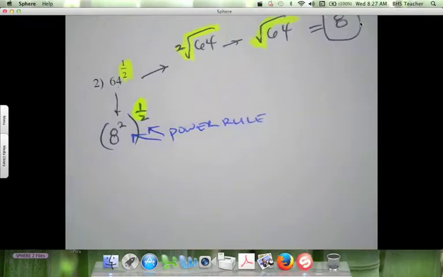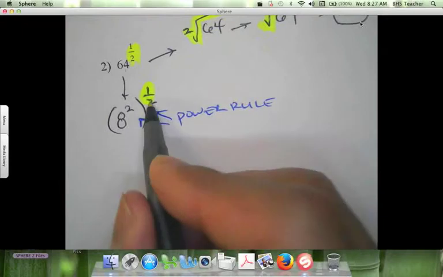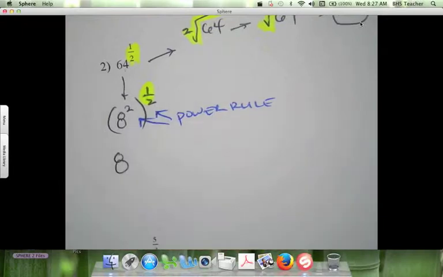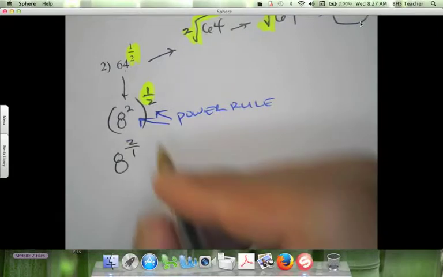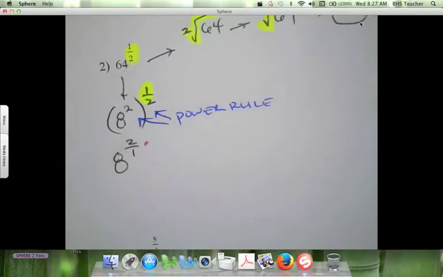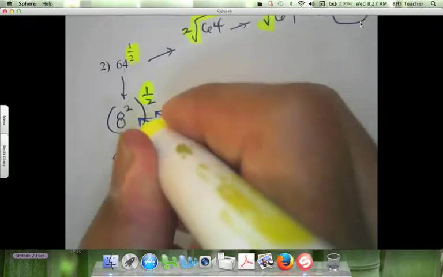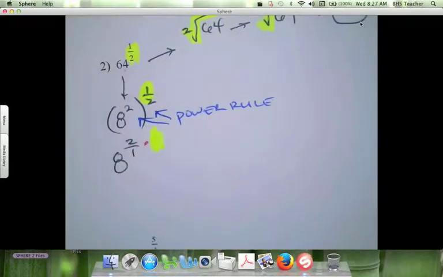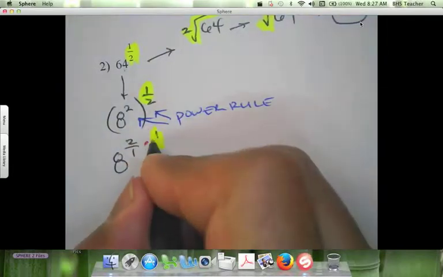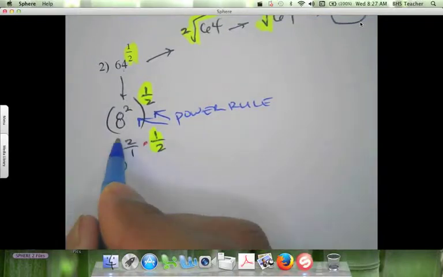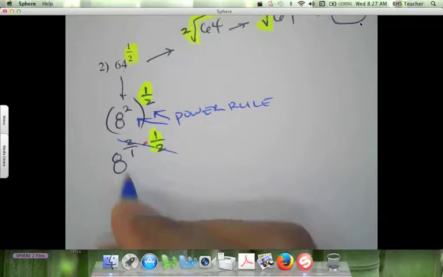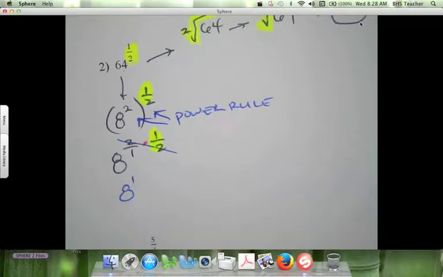Where it's a power raised to another power, those multiply, right? So that's 2 over 1 times this 1 over 2, the one on the outside. And then you can see how those divide out, right? When you multiply, these divide out. You're left with 8 to the power of 1. 8 to the power of 1 is 8.